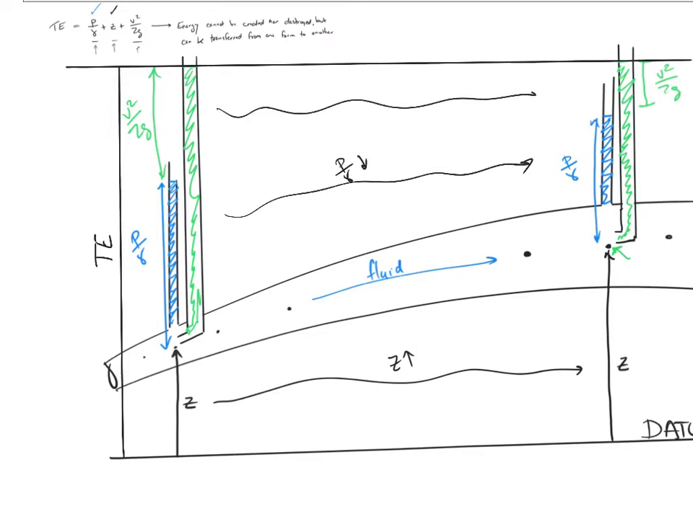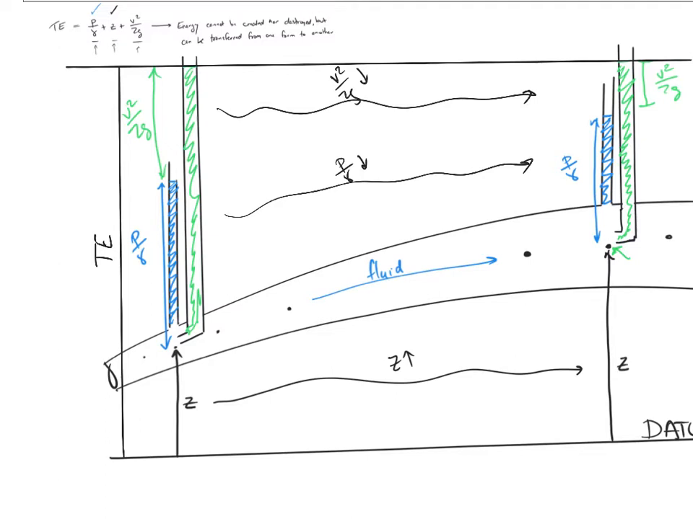And as we went from here to here, it looks like V squared on 2G went down. So basically the elevation increased and the other two decreased. Okay, but total energy remained the same. So this is this idea that we're kind of driving at.